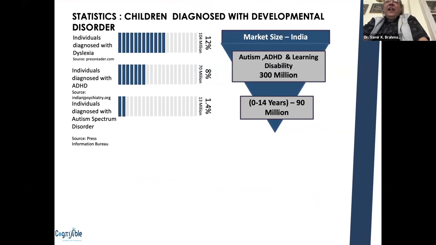So basically, we have a large number of autistic children and children with attention deficit disorder. It's a very large number, but we have a very small number of practitioners, about 35 people who are certified in India to actually help autistic children. So there is a huge shortage. You need to spend a significant amount of money.